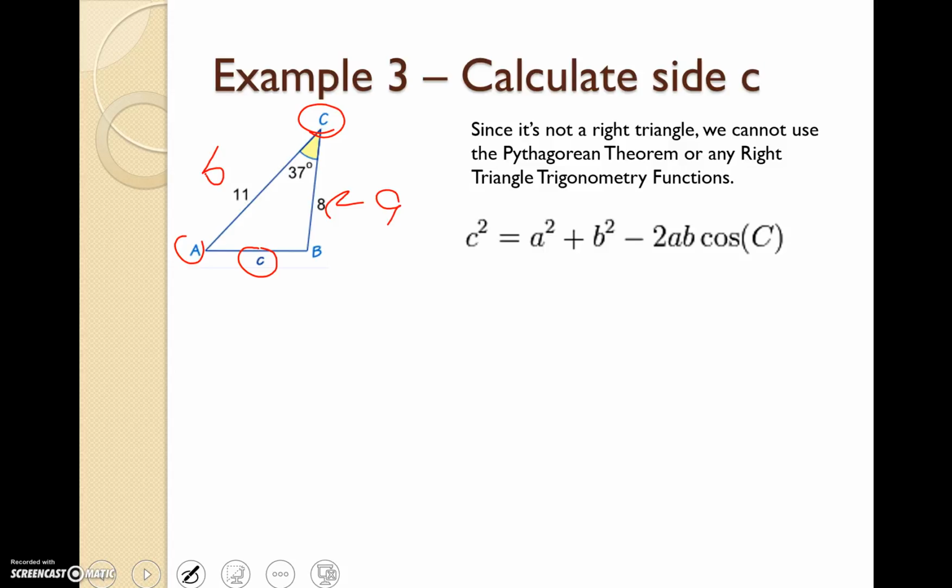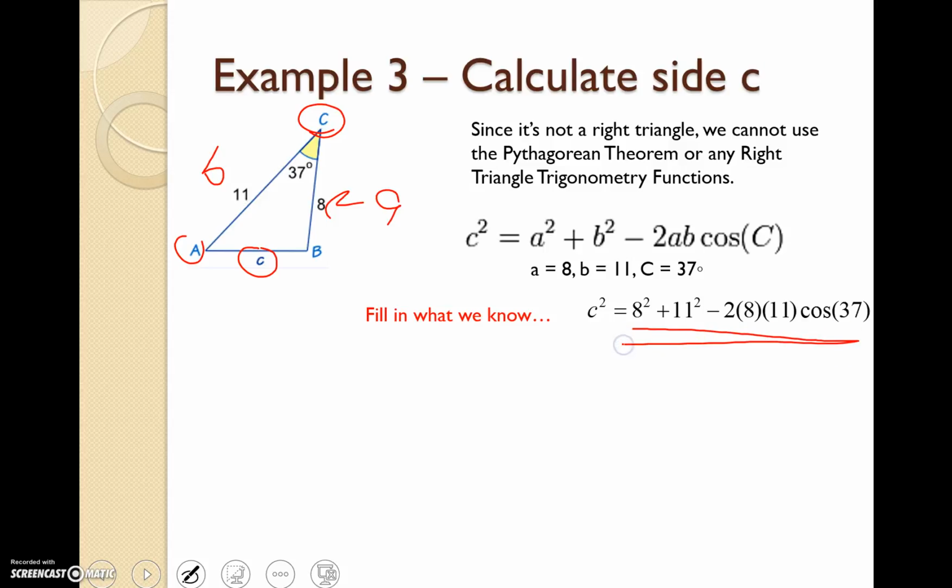You could have done 11 squared plus 8 squared, or you can do 8 squared plus 11 squared. Same thing with the minus 2ab. You can do minus 2 times 11 times 8 or minus 2 times 8 times 11. It does not matter. So let's go ahead and substitute those values in, and end up with c squared equals 8 squared plus 11 squared minus 2 times 8 times 11 cosine of 37. The nice thing about this is it becomes a plug and chug when you're solving for sides. You can just go ahead and substitute or write this whole thing in if you have a graphing calculator or a calculator that lets you multiply and add and subtract and do all that stuff all in one sitting. So you can just stick it in that calculator and get a number.